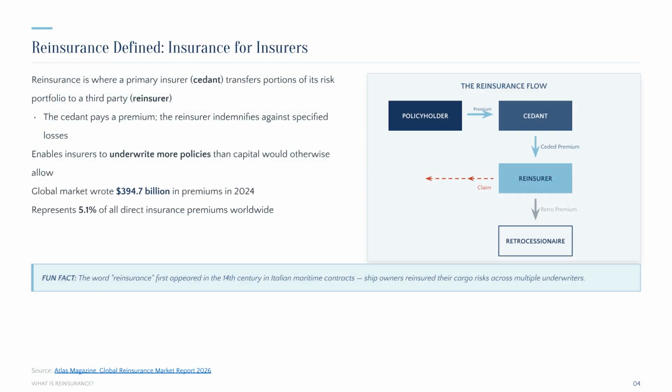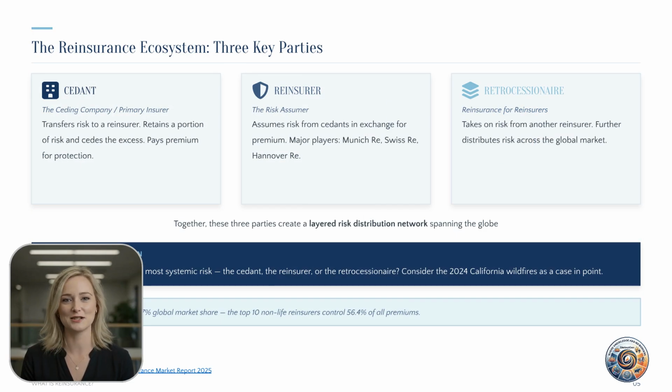Simply put, reinsurance is insurance for insurers. A primary insurer or cedent transfers a portion of its risk to a reinsurer. This allows them to underwrite more policies. In 2024, the global reinsurance market wrote nearly $395 billion in premiums, accounting for about 5% of direct insurance premiums worldwide. The reinsurance ecosystem involves three key parties: the cedent, the reinsurer, and the retrocessionaire.